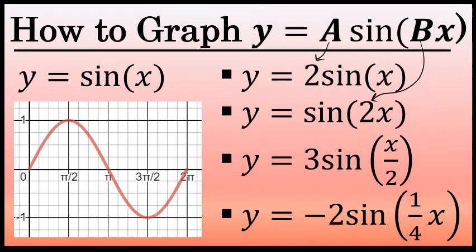At the conclusion of this video, you should feel comfortable graphing any equation of the form y equals a times the sine of bx. A and b are real numbers. A cannot have a value of 0. If a was 0, this would basically be the graph of y equals 0, a horizontal line. And the value of b will be a positive real number. Let's begin.